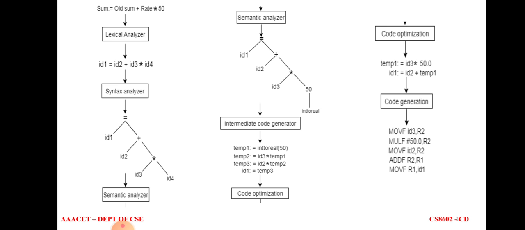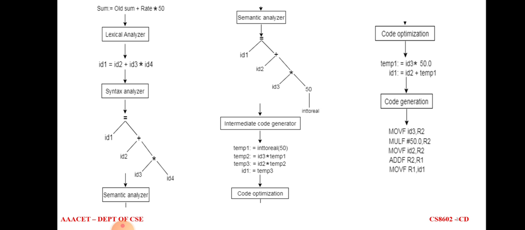The intermediate code is generated using temporary variables. So temp1 is assigned the integer to real value of 50. Then temp2 = id3 * temp1, and temp3 = id2 + temp2, and finally temp3 is assigned to id1. This is given as the input of code optimization. The main aim of code optimization is to improve the quality of the code by removing unwanted and repeated statements.